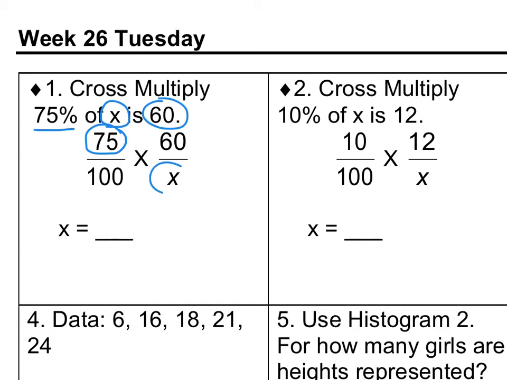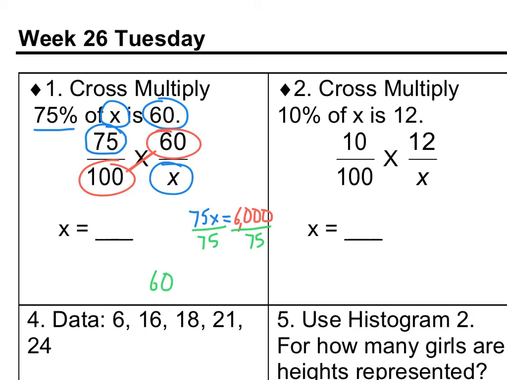So 75x is going to be equal to 60 times 100, right? And that's going to be a 6 with 3 zeros, 6,000. So now we're just going to divide both sides by 75. We're going to have to set that up like this.